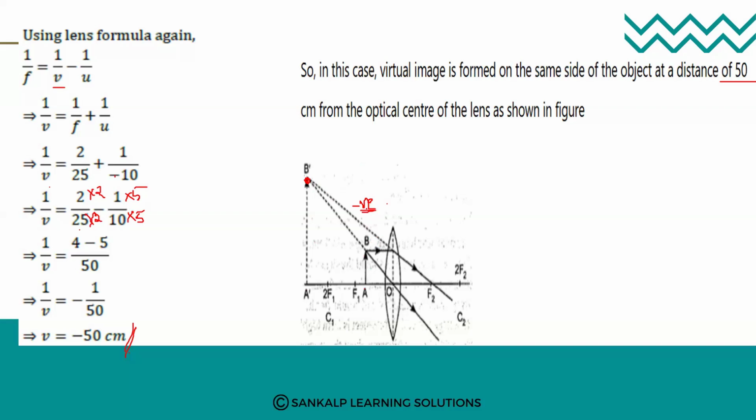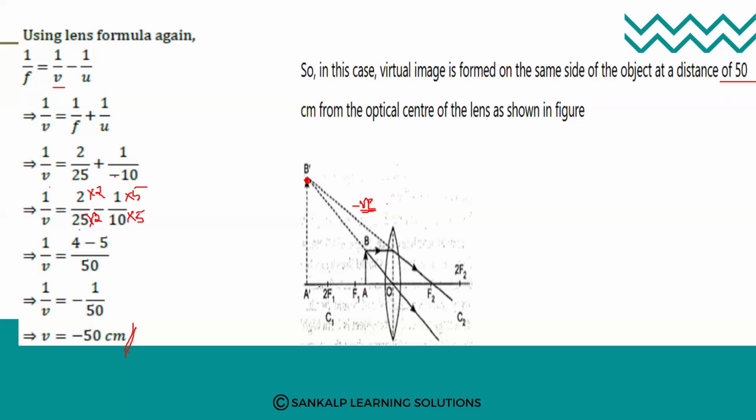So virtual image. We have taken the object as negative. That means the object is on the left side. Now the image is also on the left side. Yes or no? Image is also on the left side. So what did we get for v? Minus 50. So minus means what? The image is also on the left side, or on the same side as that of the object. Okay. Image is formed on the same side of the object at a distance of 50 centimeter from the optical center of the lens as shown in the figure. This is the ray diagram.